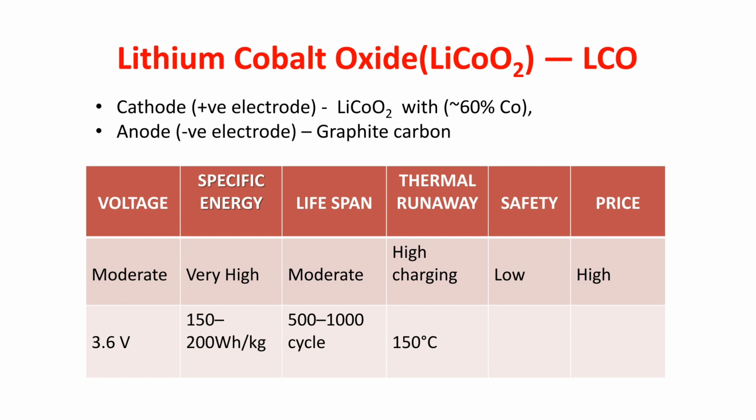Like most of us carry it in our mobile phones. In fact, the first lithium-ion battery had lithium cobalt oxide as its cathode chemistry, or we can say positive electrode. And approximately 60% cobalt is involved in its cathode's composition. And coming to the anode, it's of graphite.